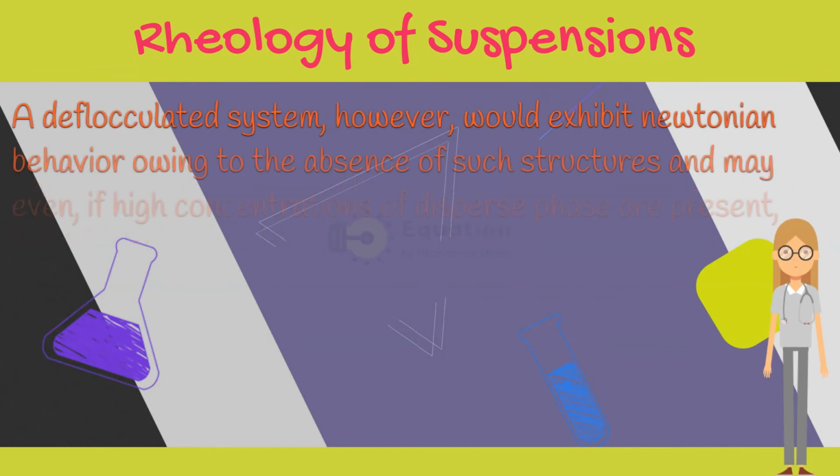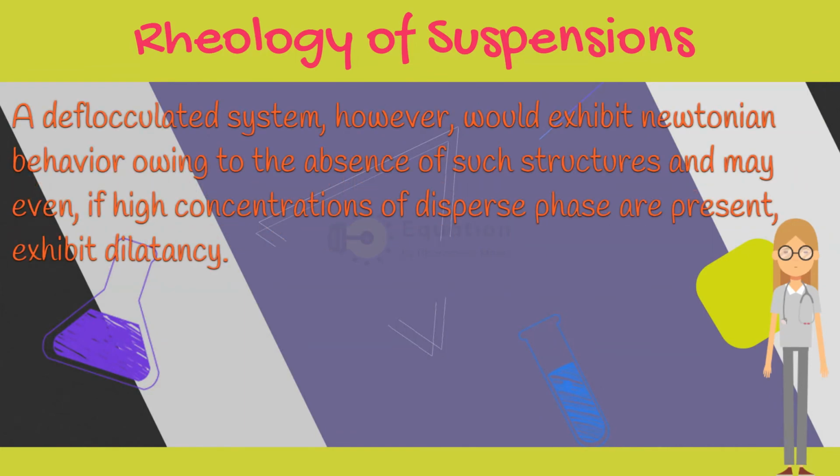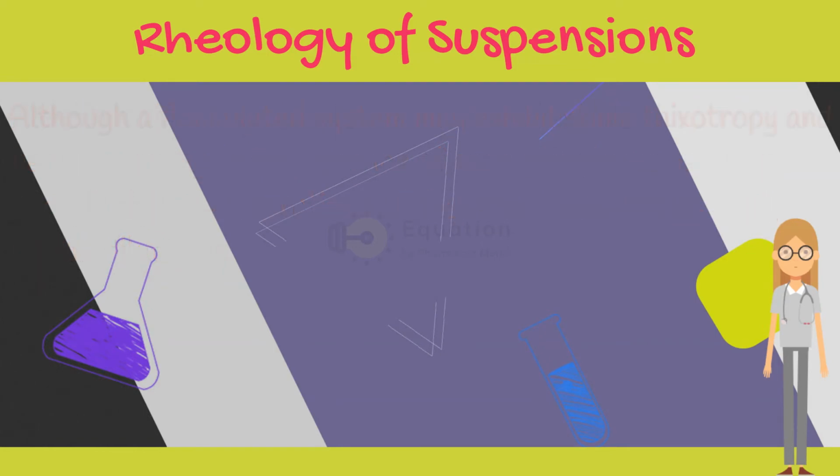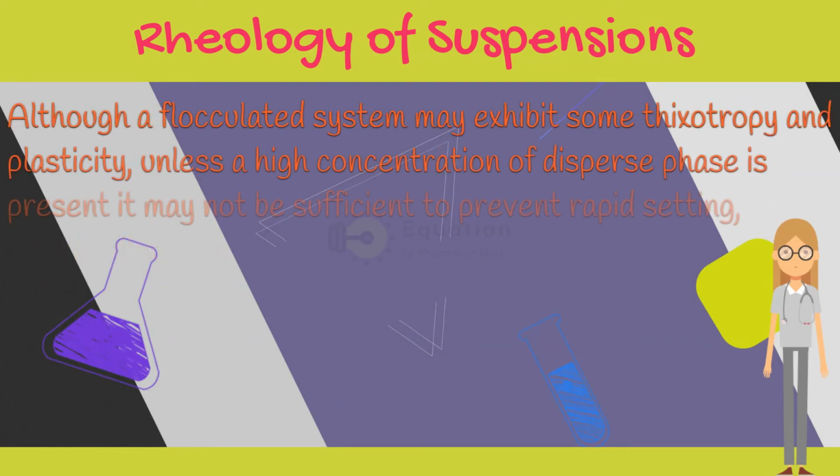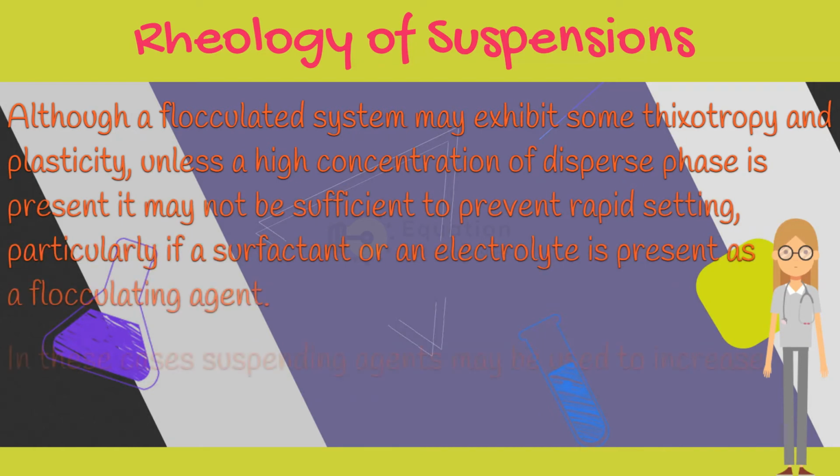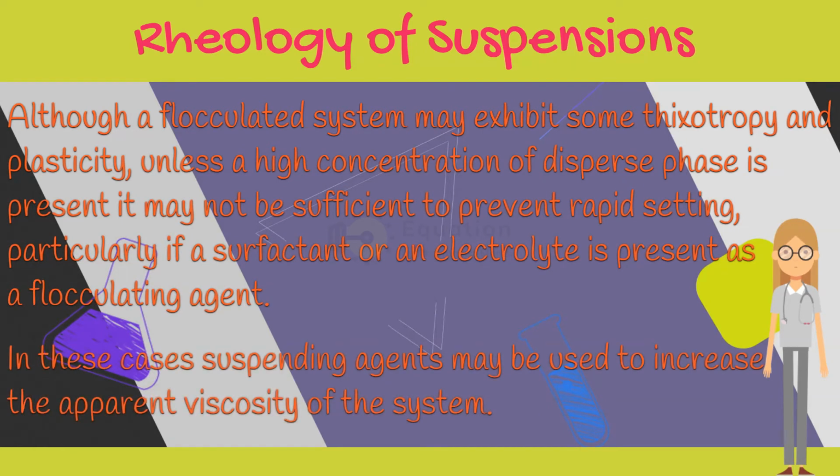A deflocculated system, however, would exhibit Newtonian behavior owing to the absence of such structures, and may even, if high concentrations of disperse phase are present, exhibit dilatancy. Although a flocculated system may exhibit some thixotropy and plasticity, unless a high concentration of disperse phase is present, it may not be sufficient to prevent rapid setting, particularly if a surfactant or an electrolyte is present as a flocculating agent. In these cases, suspending agents may be used to increase the apparent viscosity of the system.